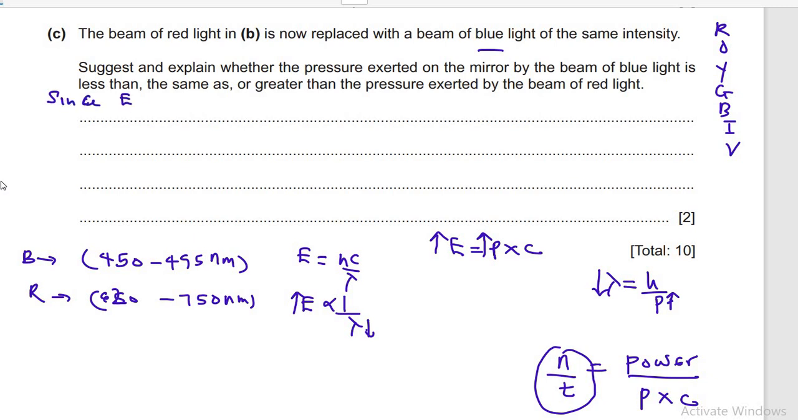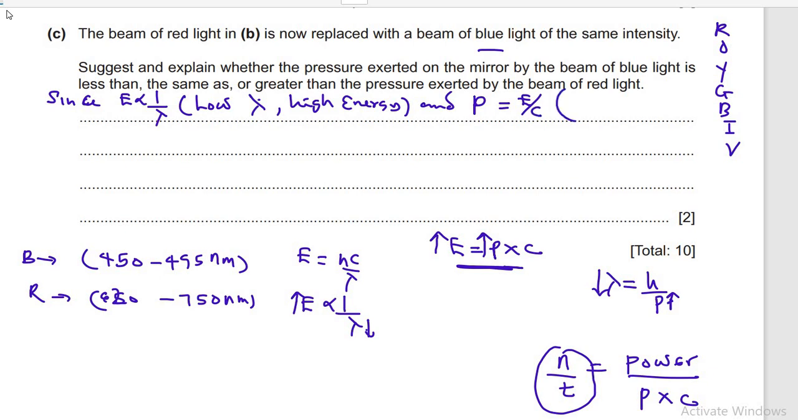Let's start like this. Since energy is inversely proportional to wavelength, low wavelength, high energy. And from this formula, momentum is equal to energy over speed of light. So since there's high energy, obviously high photon momentum.